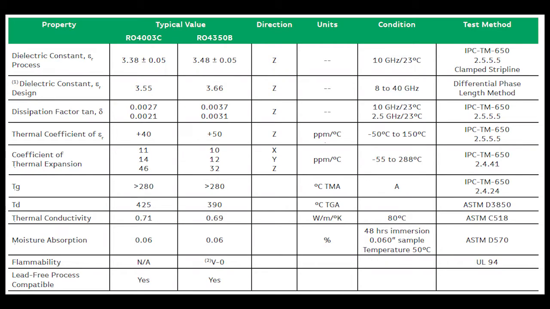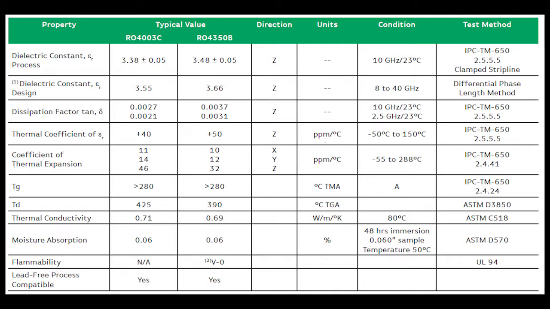Here I've shown a section of our data sheet, and there's a few items here that I'd like to go through quickly, and one is the dielectric constant, and specifically the dielectric constant control. You can see the tolerance for the dielectric constant is plus or minus 0.05. That's considered very tightly controlled, and in many applications that can be very critical. Also, you can see the dissipation factor is 0.003, or roughly 0.0027 for the RO4003C and 0.0037 for the RO4350B laminate. And that's also considered very low dissipation factor, which relates to dielectric losses.